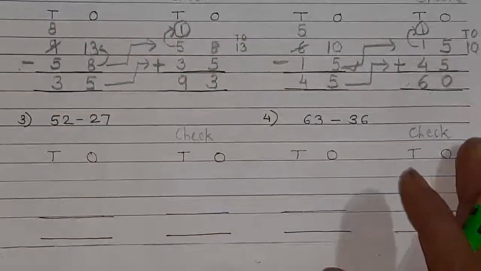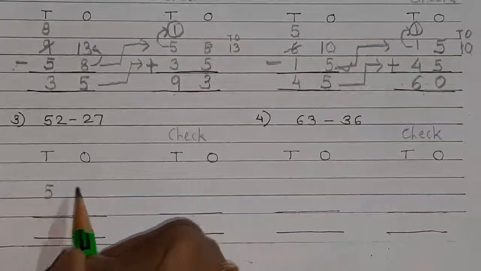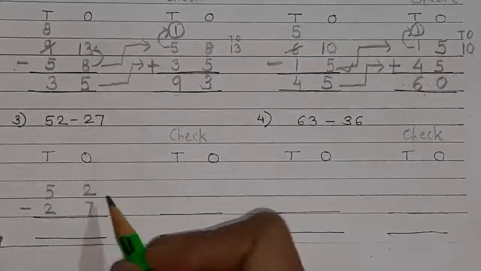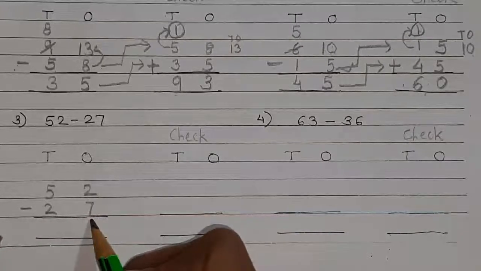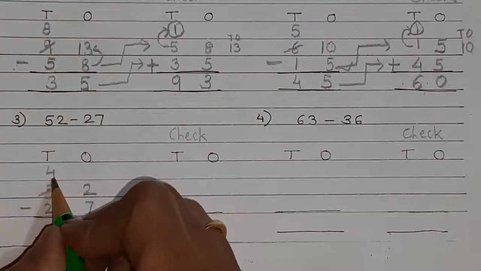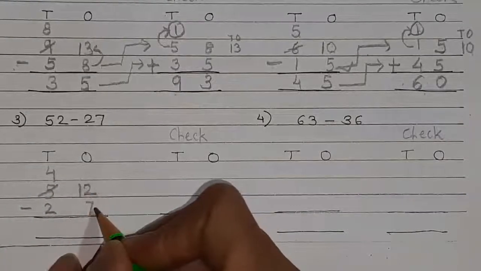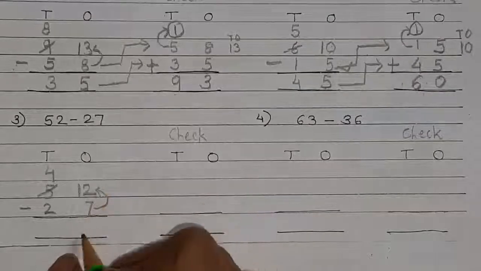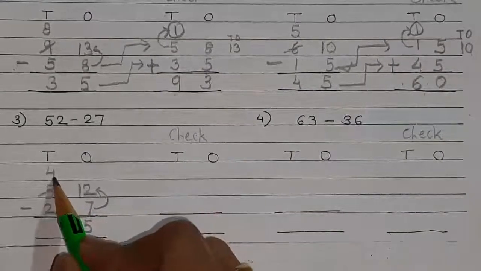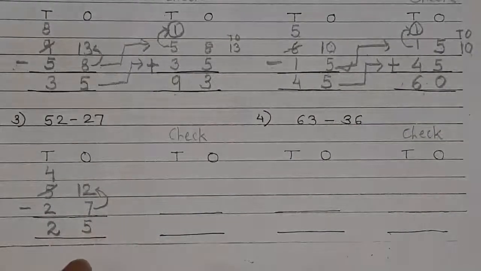52 minus 27. Arrange the numbers. Minus 27. Open two fingers. Cut 7. Not possible. Borrow from 5. 5 will convert into 4. 2 will become 12. 7 after count till 12. You will get 5 as answer. Open 4 fingers. Cut 2. You will get 2 as a answer.